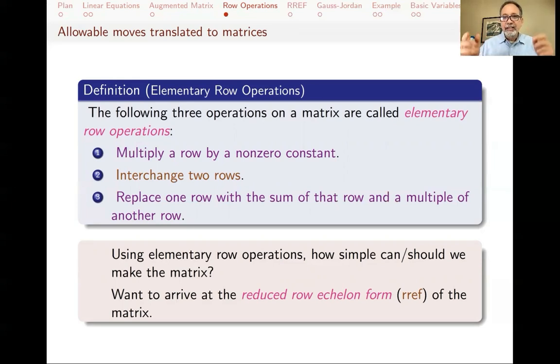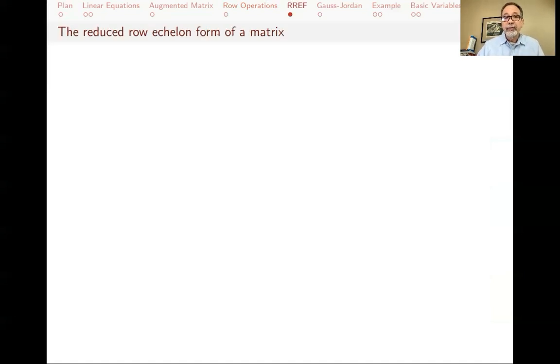We are given a matrix and then we do these elementary row operations, maybe a million of them, until we get a form that we really like. And that form is called the reduced row echelon form of that matrix. Let me tell you what the reduced row echelon form of a matrix is.